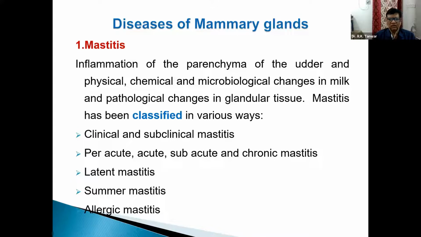Now I come to diseases of the mammary glands, that is mastitis. And you know that mastitis is inflammation of the parenchyma of the udder, with physical, chemical, and microbial changes in the milk, and pathological changes in the glandular tissue.